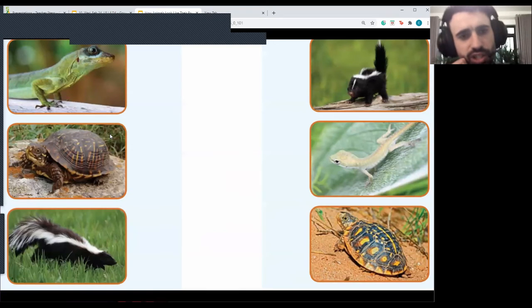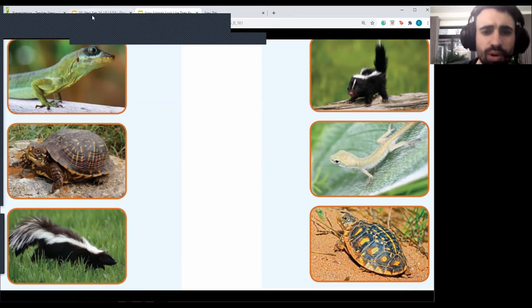Now let's match. Now that you know what body coverings are, can you match the animals to the right body coverings? Look at the body coverings and match the correct animals. Remember, young animals and adult animals will usually have the same body coverings. So match the body coverings. Everyone can match. And when you're matching, let me show you an example.